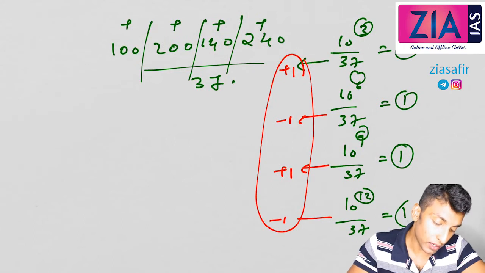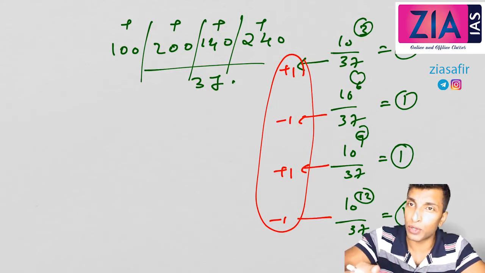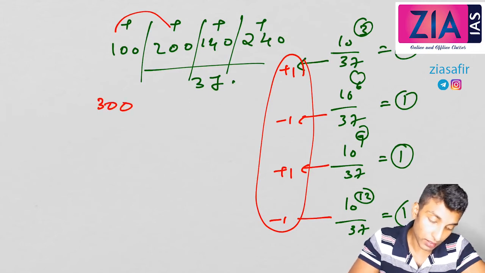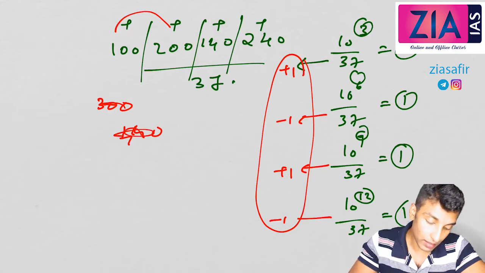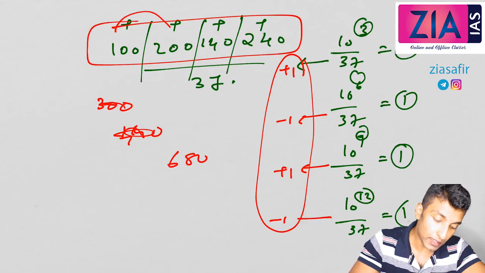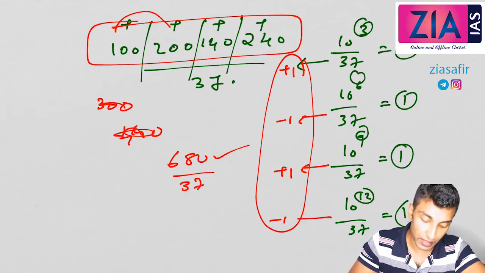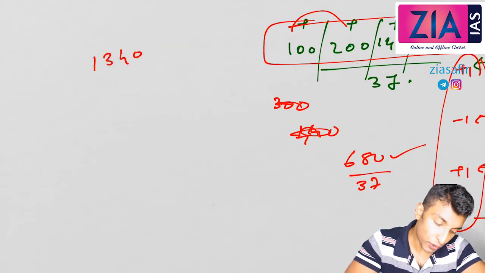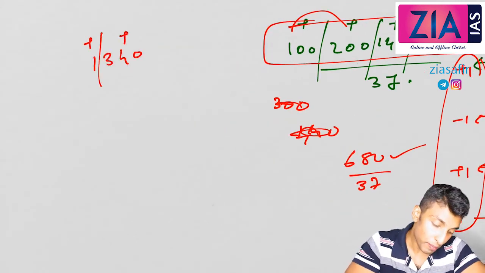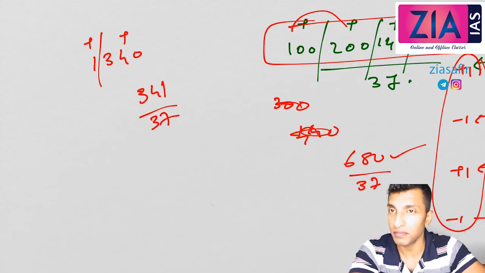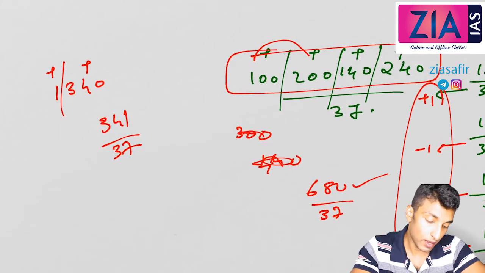Okay. So here, what you need to do, add all these groups. So 100 plus 200, 300. Okay. Then 300 plus 140, that is 440. 440 plus 240, that is 680. So I got 680. So instead of dividing this big number by 37, I can divide 680 by 37 and I can get the answer. Simple. Similarly, this one, 1340, also I can try. So here plus plus. So it becomes 341 by 37. Simple, no?